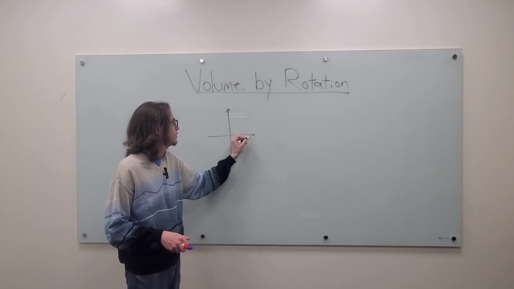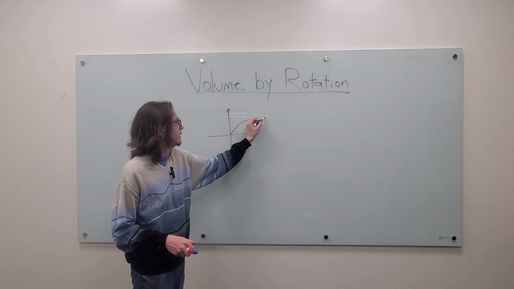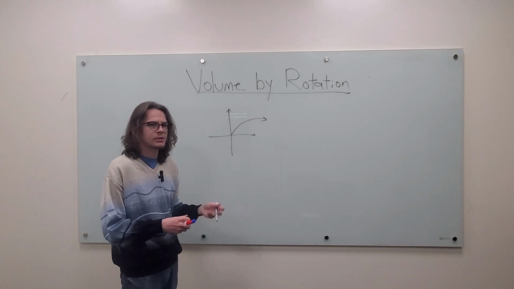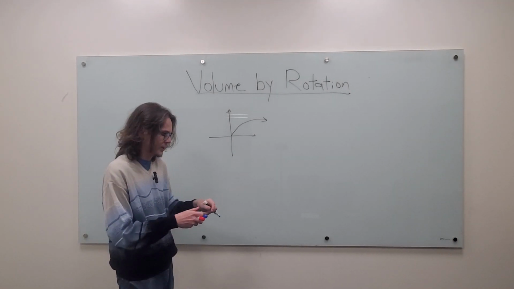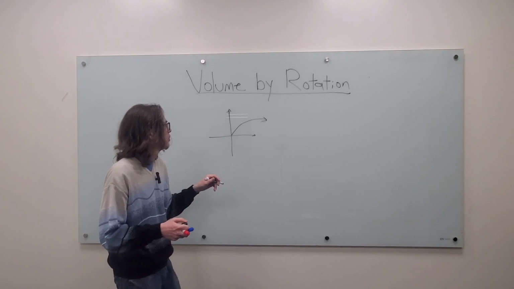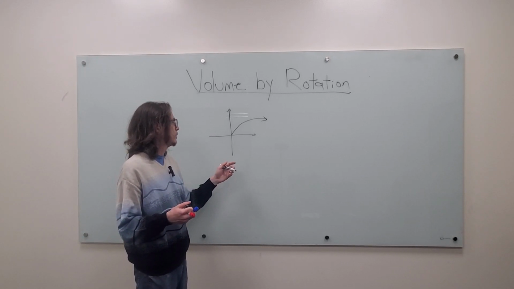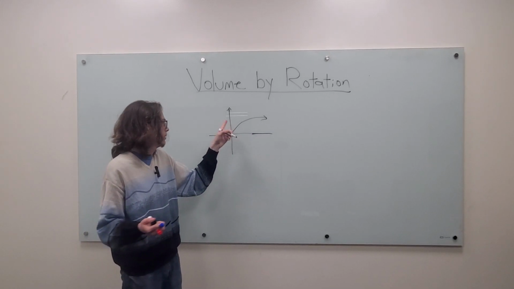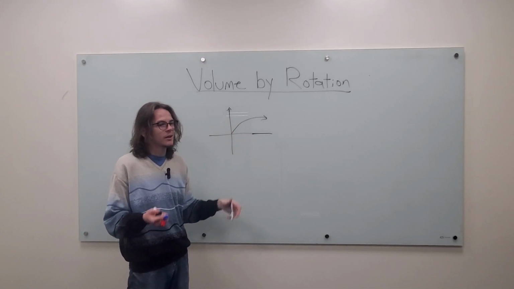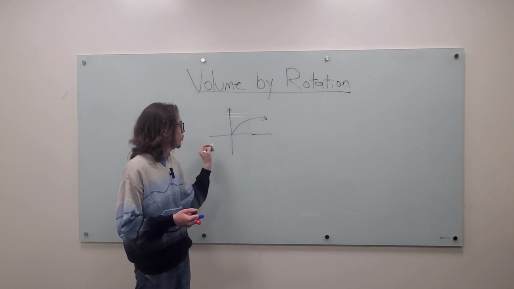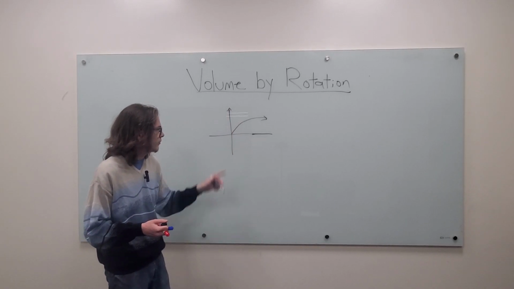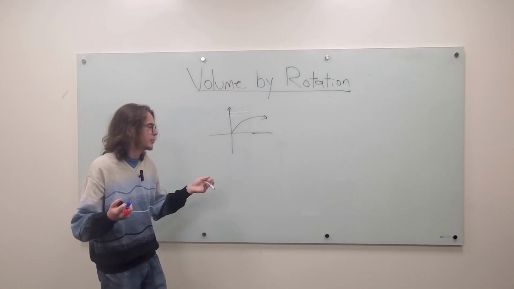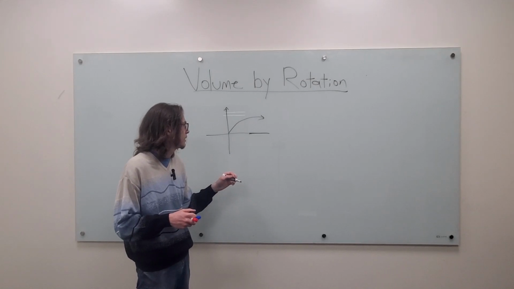So here are our axes, and we've got a function that looks like this. It doesn't have to look like this, it could be any function. We're going to use something that looks like this, sort of like square root x. What we want to do is rotate this function about an axis, either the y-axis or the x-axis, or a horizontal or vertical line. For this video, we're just going to use the axes. It's very similar using a different line, but we're going to use the axes.